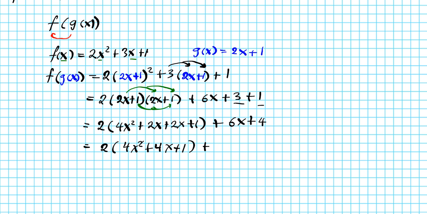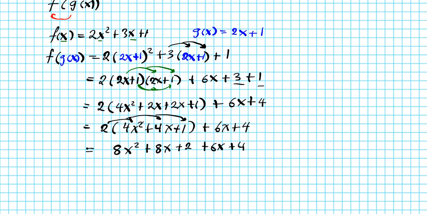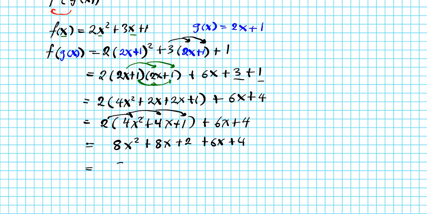And when you distribute 2 to all these 3 terms, we're going to have 8x squared plus 8x plus 2 plus 6x plus 4. Okay, now let's combine like terms. We have 8x squared by its own, the only second degree term that we have there. We have 2 first degree terms, namely 8x and 6x. If I combine 8x and 6x together, I'll have 14x. Next thing I can combine is 2 and 4. They're the 0 degree terms. 2 plus 4 is 6.